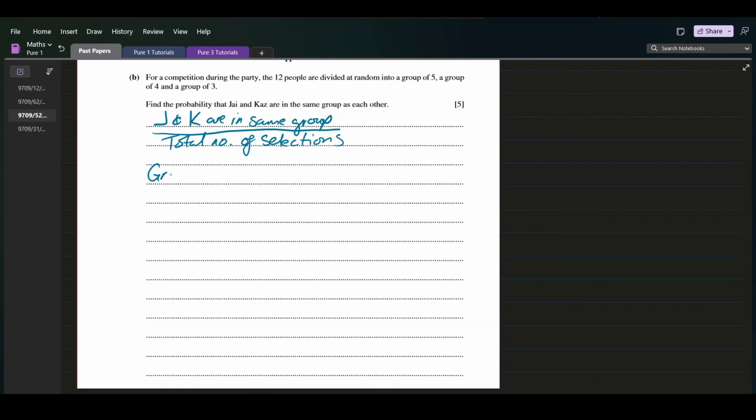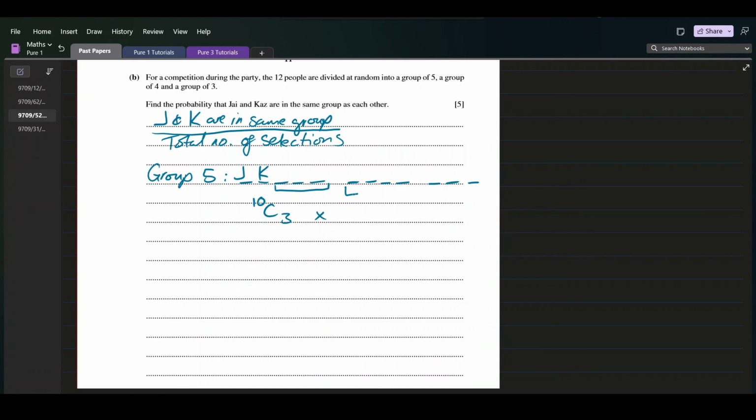So let's start with the scenario where both J and Kaz are in the group of 5. So that's 5 slots, 1, 2, 3, 4, 5, and 2 of them are occupied by J and Kaz. Then we have a group of 4, and then a group of 3. For this scenario, we have 3 remaining slots in the first group of 5. Since J and Kaz have already been selected, 10 total people remain, and we want to select them into 3 slots.